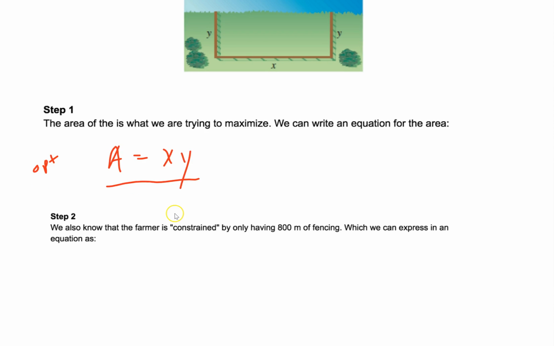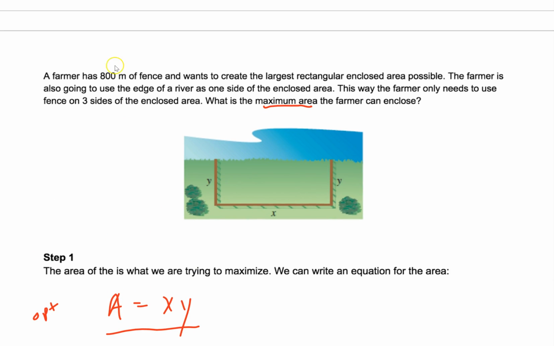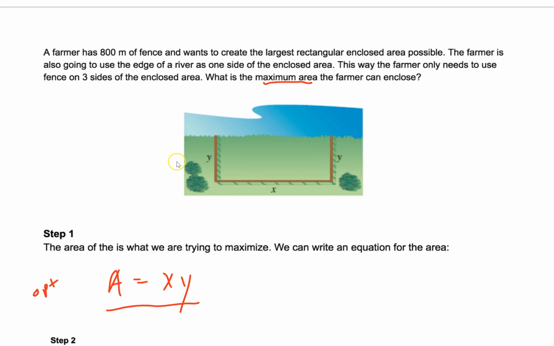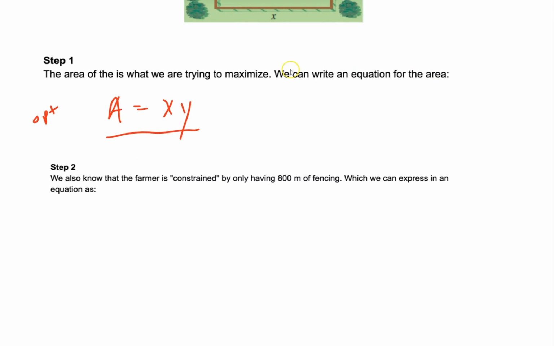We also know, since it's two variables, we're going to try to find a constraint equation. What they told us is the farmer only has 800 meters of fencing. So that means all this only equals 800. That's your constraint. You can use constrained by 800 meters of fencing.